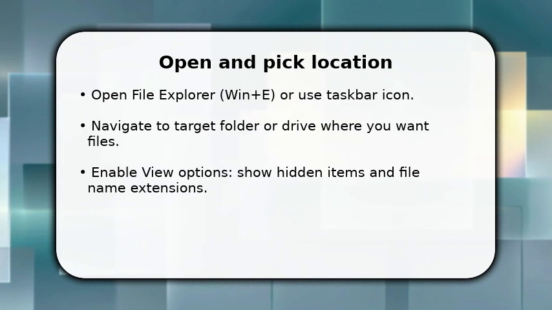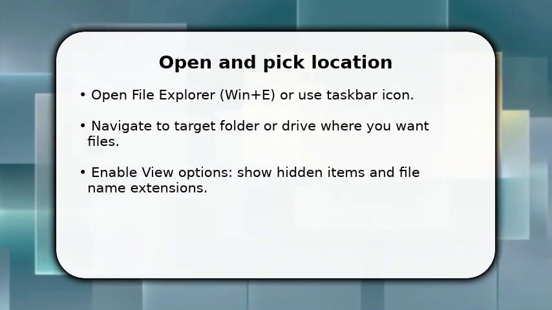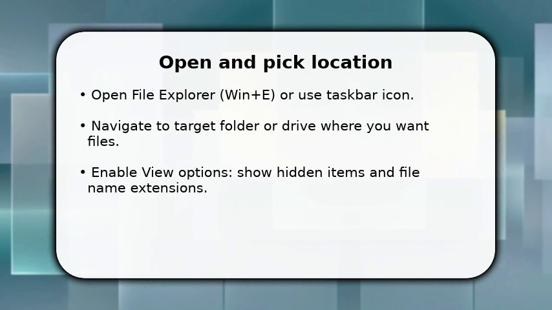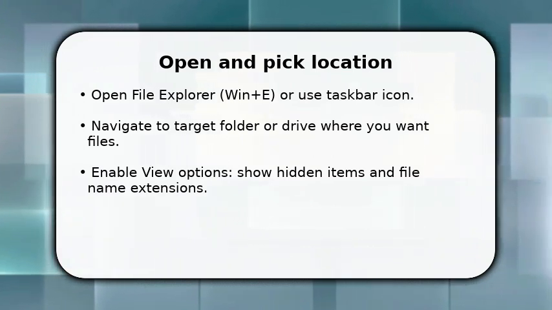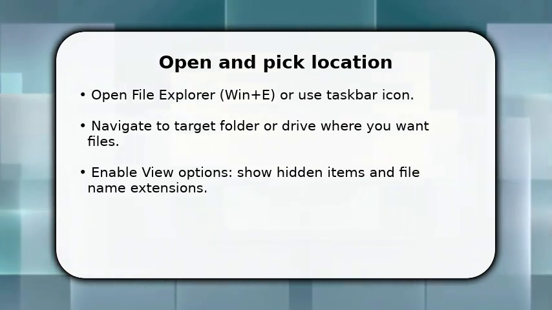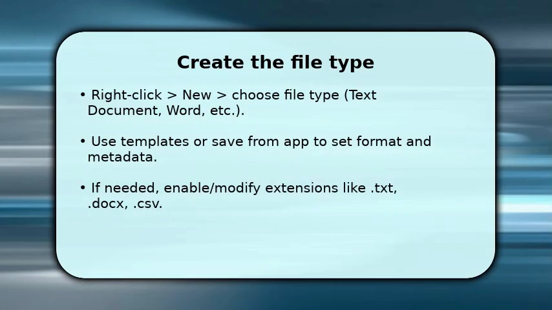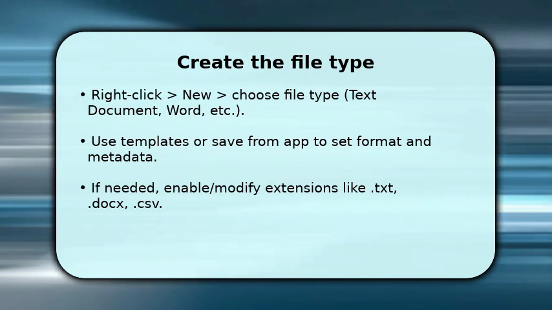Now create space. Click in the folder background or press Ctrl+Shift+N for new folder, or right-click, point to New, and prepare to choose the specific file type you need. You now create the actual file. Right-click, select New and pick the type you want, or open the application, Notepad, Word, and save as directly into that folder to control format and encoding.